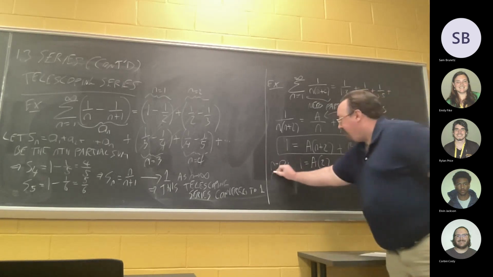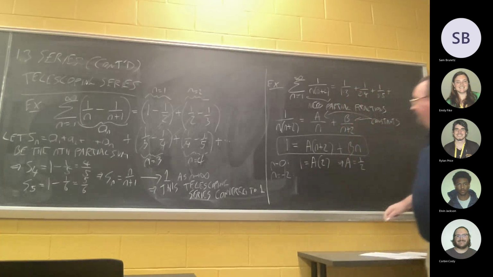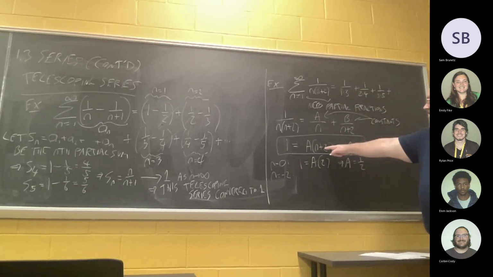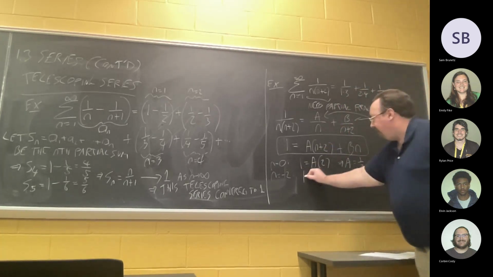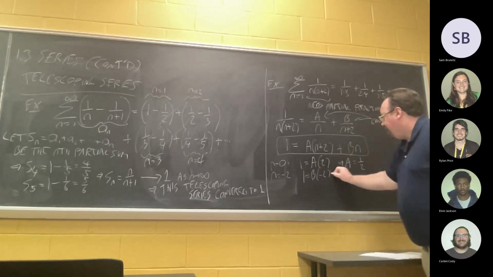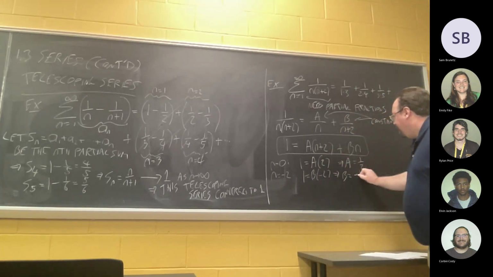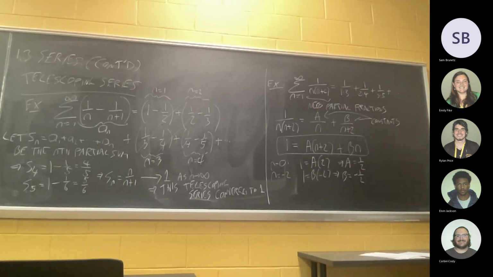And then you substitute n equal to -2. That will cause this factor to go away. So then you'd have 1 is equal to b times -2. So b is equal to -1/2.